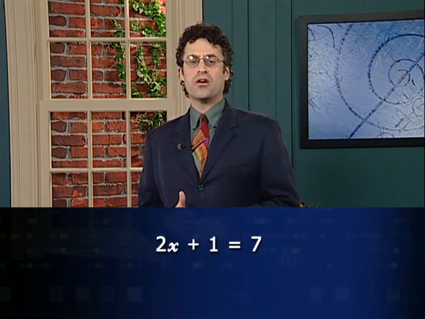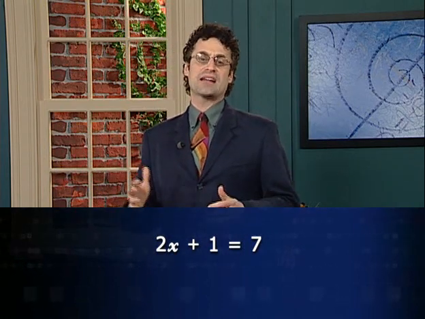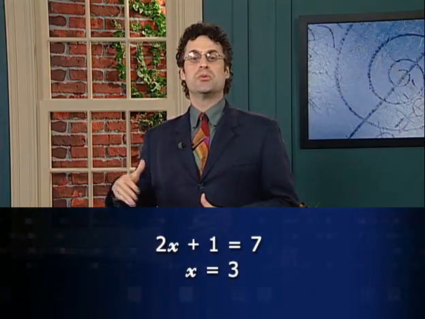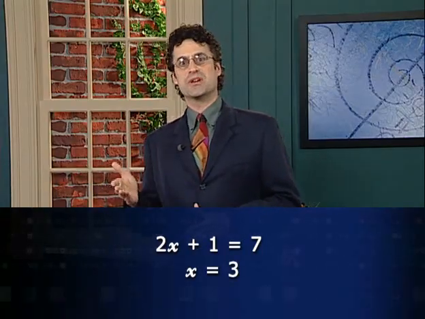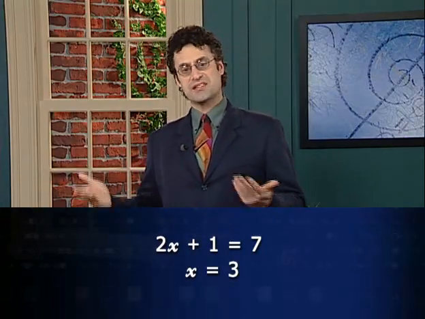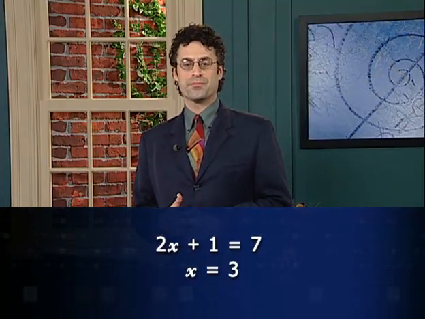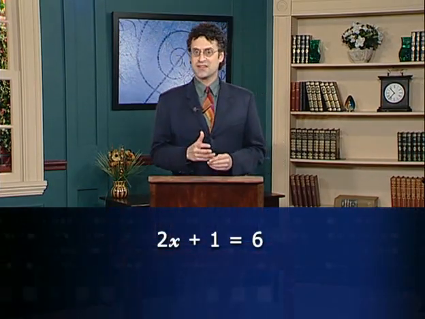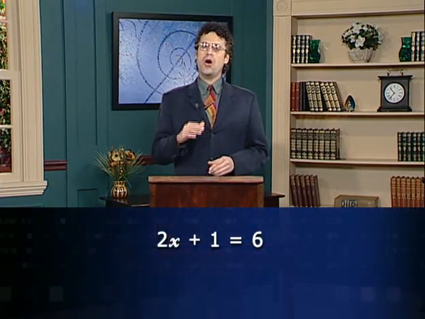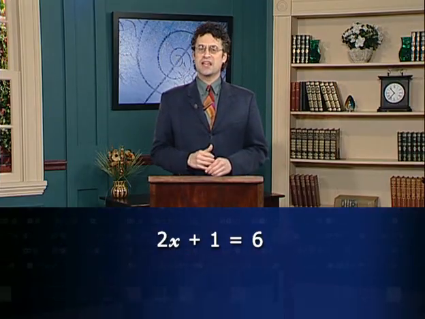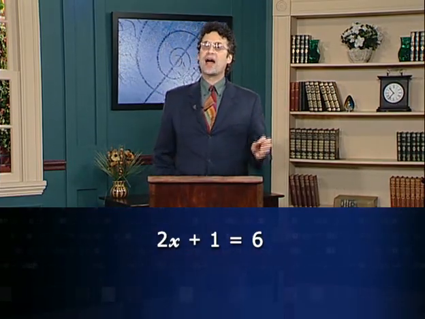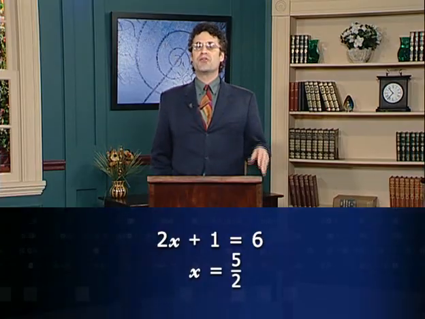find that there are only finitely many solutions. In fact, there's only one solution, x equals 3. And we can check: if we let x equals 3, 2 times 3 is 6, plus 1 is 7, and that's the only solution we have. If we consider the slightly altered equation, 2x plus 1 equals 6, then we find that there are no integer solutions. However, there's exactly one rational solution, x equals 5/2.